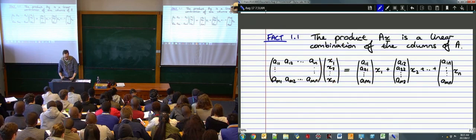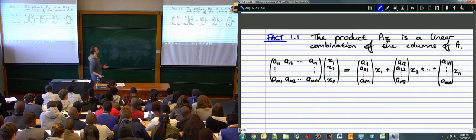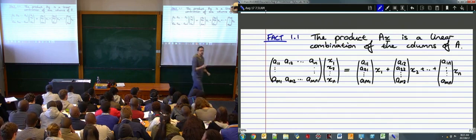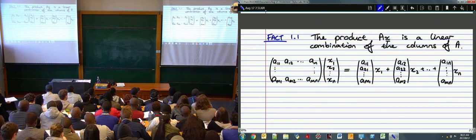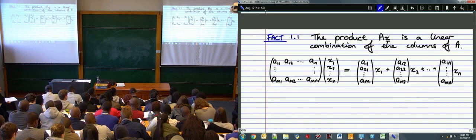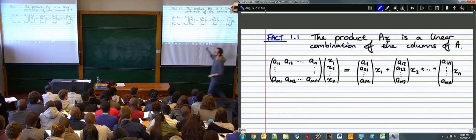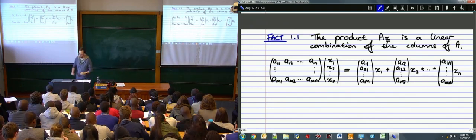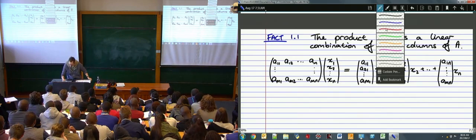matrix multiplication. And you should understand that when we do matrix multiplication, the product of A multiplied by X is just a linear combination of the various columns of the matrix A. And this turns out to be a really useful way of thinking about matrix multiplication. We'll keep coming back to this later on in the course. A couple of times we'll use this to prove some other things.